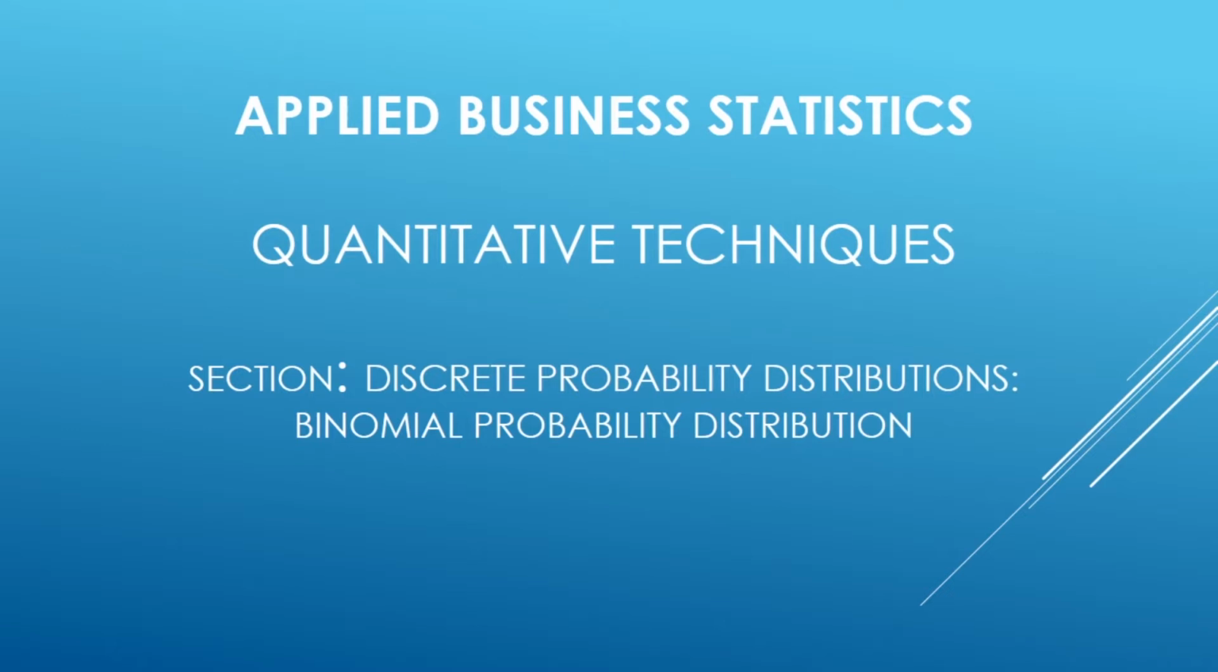Welcome to Applied Stats, looking at the practical applications and how you can go about doing your calculation. In this section, we're looking at discrete probability distribution. Specifically, we're going to deal with the binomial probability distribution, and then the other videos will look at the Poisson, and then move into the normal probability distribution and other topics.